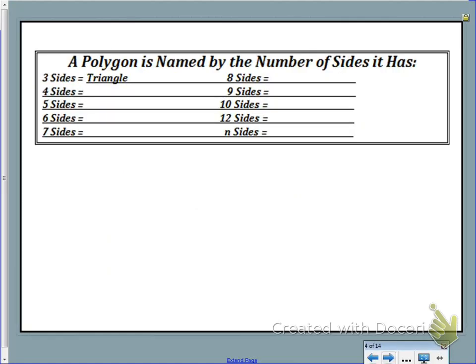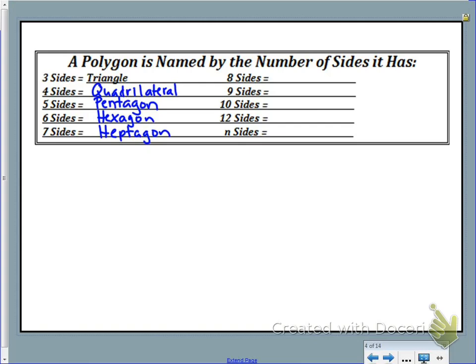All right, so here it asks us to name the polygon given the number of sides that it has. So we're pretty familiar with things like three-sided. Three-sided polygons would be a triangle. Four sides would be a quadrilateral. Quad meaning four. Five sides, think about the building, pentagon. Five-sided figure. Six sides is a hexagon. Seven sides is a heptagon.